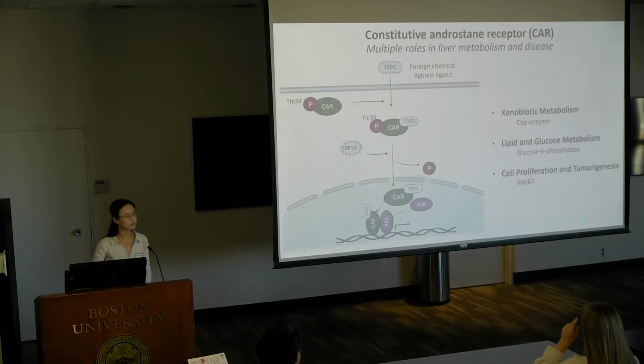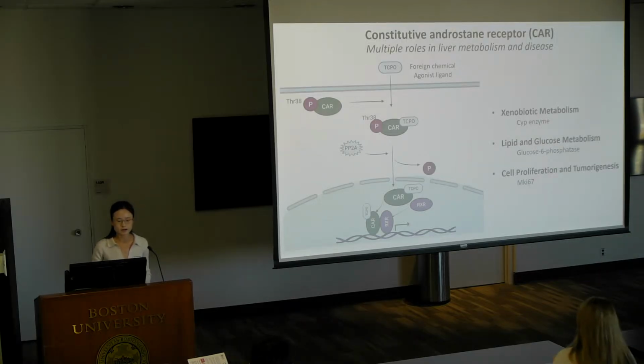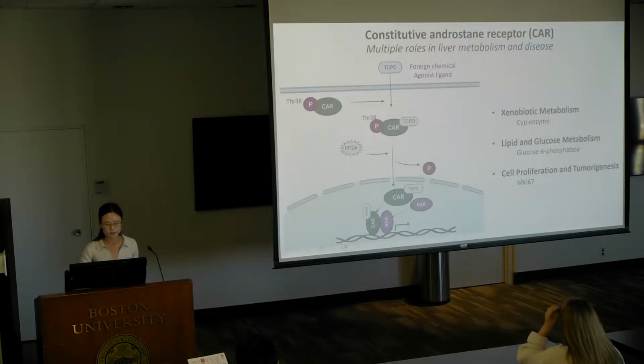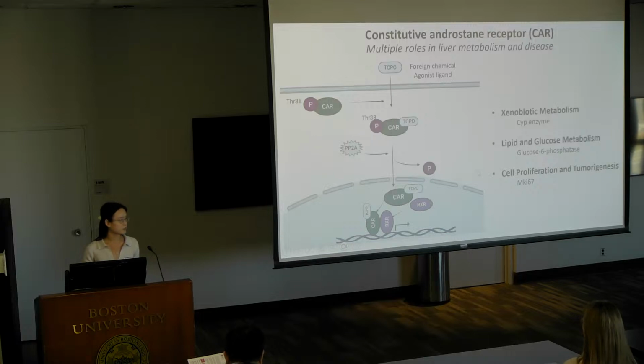So what is CAR? CAR is the constitutive androstane receptor, and it can bind with TCPOBOP, which is a foreign chemical and agonist ligand. After the binding, CAR will translocate to the nucleus and then activate certain genes. So this pathway plays multiple roles in liver metabolism and disease, for example xenobiotic metabolism, lipid and glucose metabolism, cell proliferation, and of course, tumorigenesis.